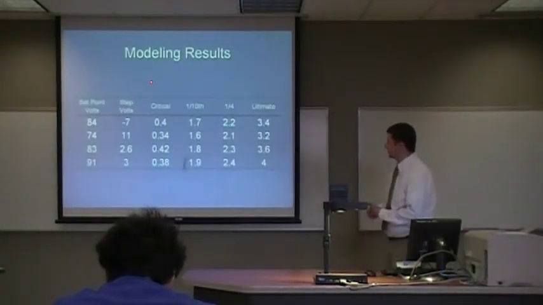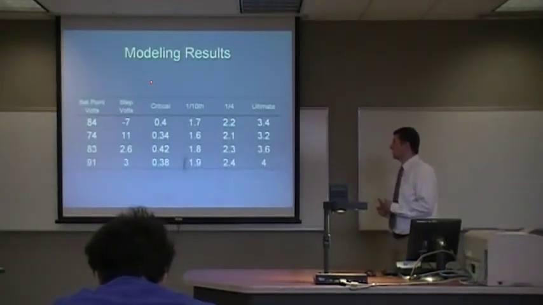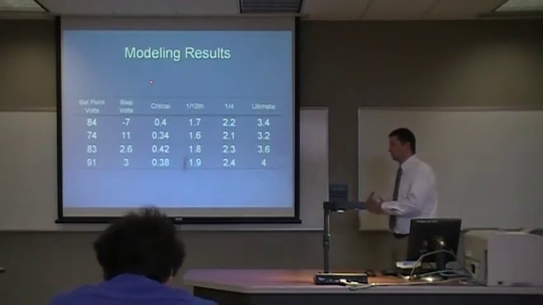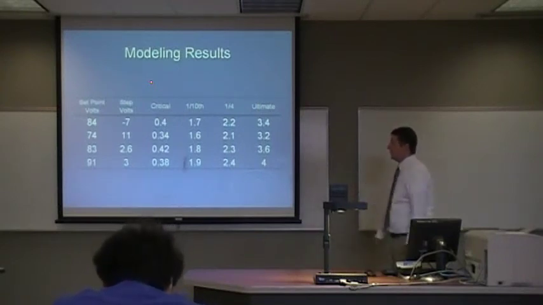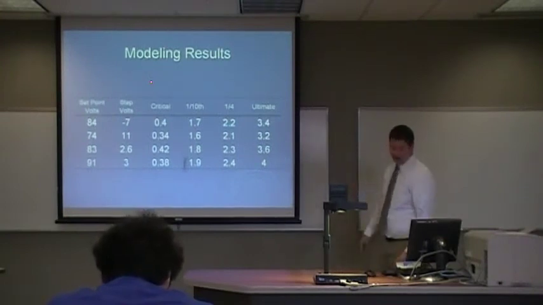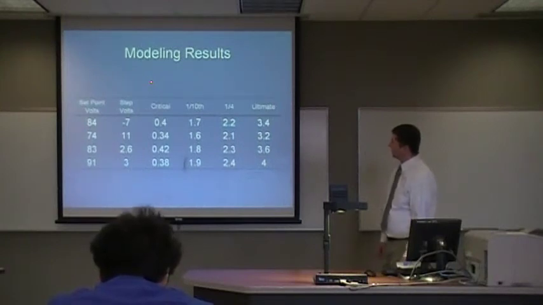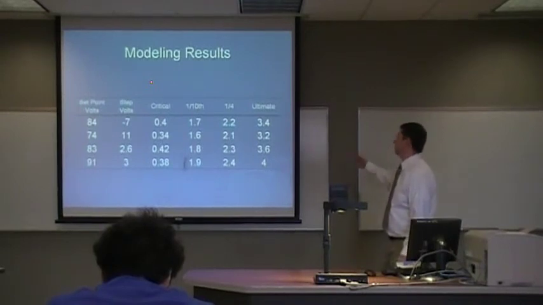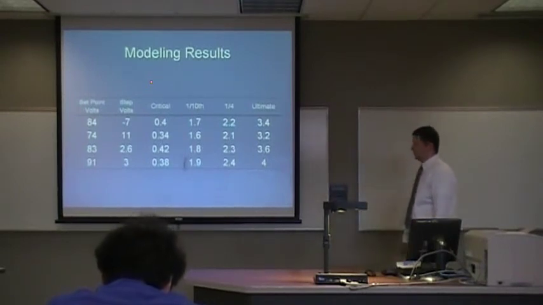So here's a table that shows our results. The initial set point for my section was for the entire range. The set point was right in the middle of our range, came out to be 84. The step for that particular region was going to be -7 volts. The Kc for the critically damped was 0.4, 1/10 decay was 1.7, 2.2 for the quarter decay, and ultimate 3.4.